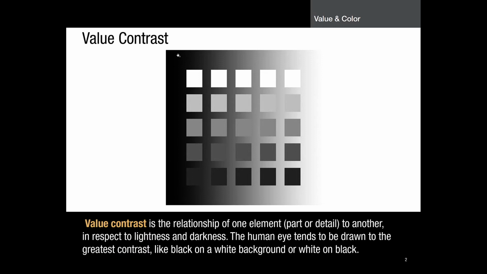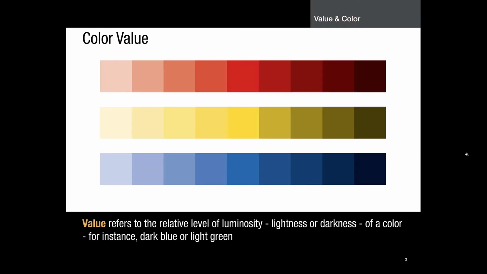You'll notice here as this background goes into the gray range and the squares change to gray, you actually start losing some of the edges here. And that's because the value of the gray square is almost identical to the value of the gray in the background, and you start losing the edges on there.